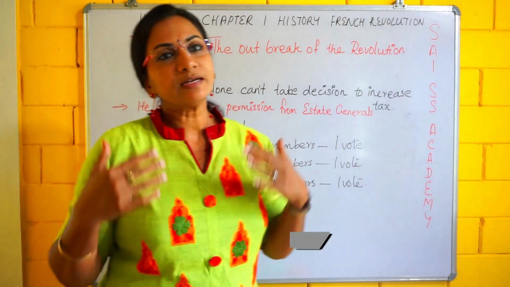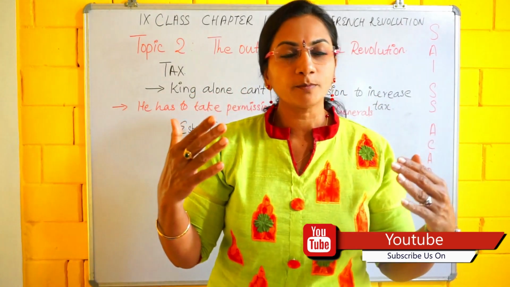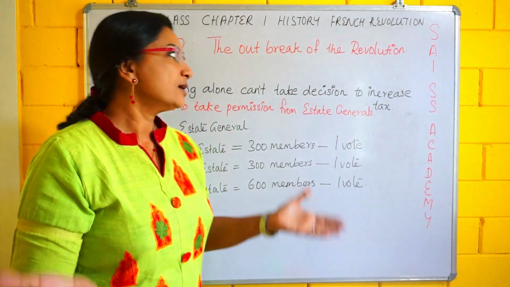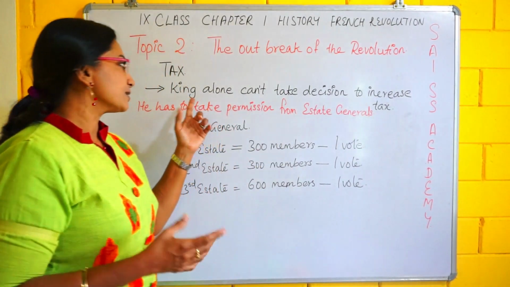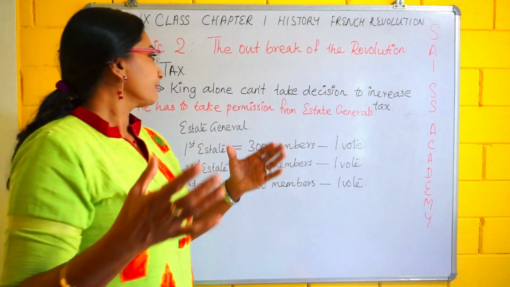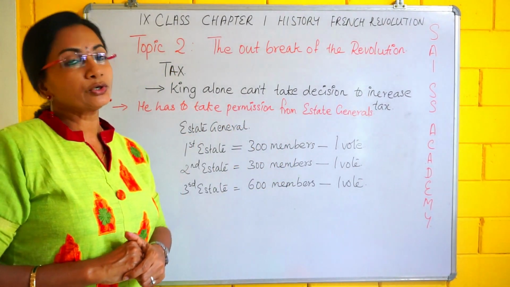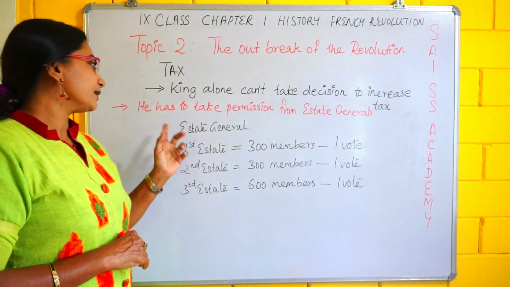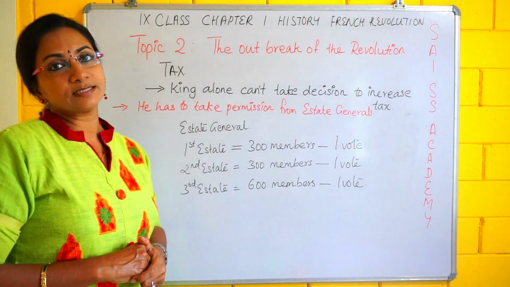Okay children, already we discussed Louis XVI. That means Louis XVI faced a lot of problems for increasing the tax. So again we are coming back to the topic of tax. Louis XVI was the king at that time and he alone couldn't take the decision to increase tax. For increasing the tax, he had to take permission from the Estates General.